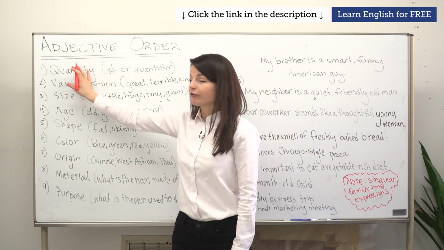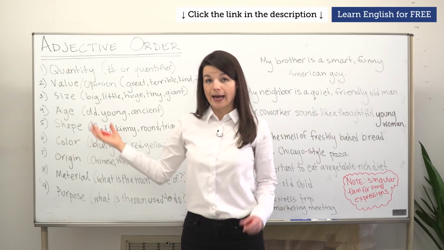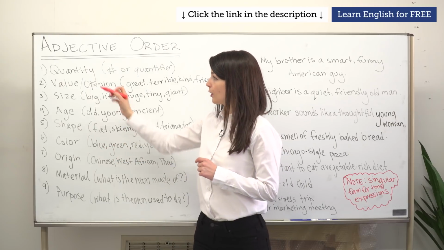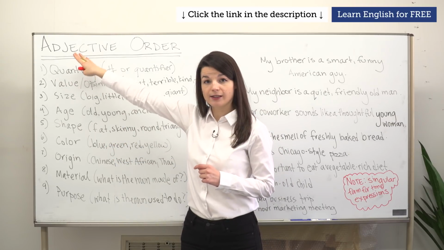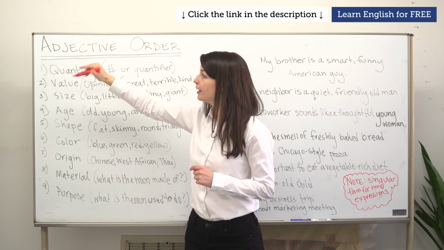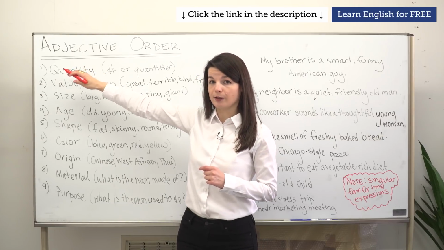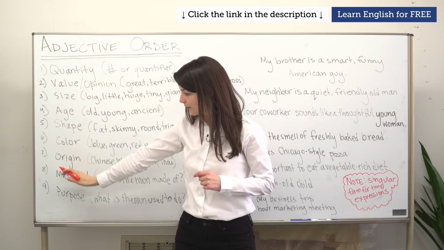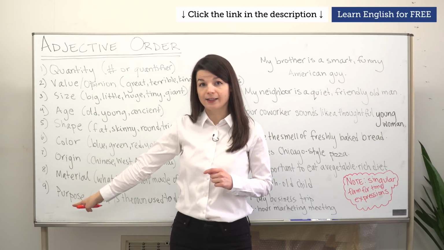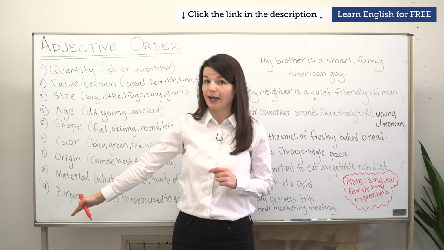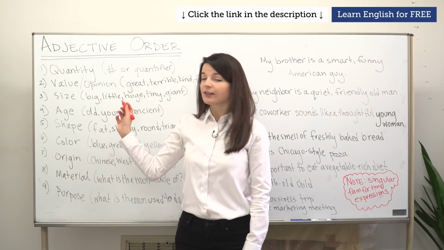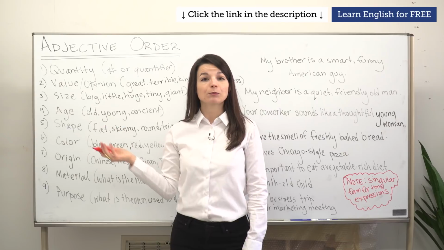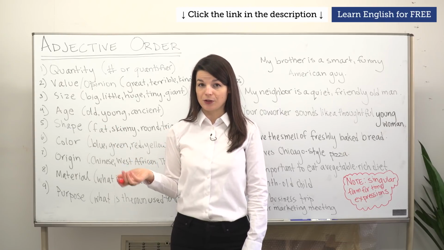So I've listed from 1 to 9 all these different categories for adjectives. The closer the adjective is to this side of this scale, to number 1, the earlier it should come in the sentence. The adjectives down here should come last in the sentence, last before the noun that they follow. So let's look at each category first, and then we'll look at some examples for how to use these.